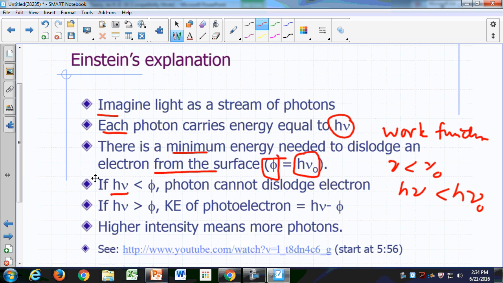So if the energy of the photon is less than what's needed to dislodge the electron, then you don't see any electrons. If it exceeds phi, then the kinetic energy of the photoelectron is what's left over. So h nu, the total photon energy, minus the energy that you need just to pry the electron from the surface. The difference between the two, the residual energy, becomes the kinetic energy of the photoelectron. And like I said, higher intensity simply means more photons. So that does not affect the kinetic energy of the electrons that are ejected.